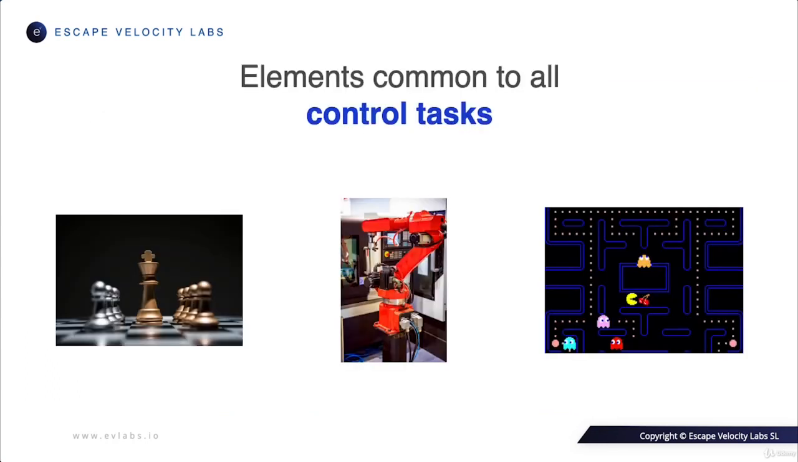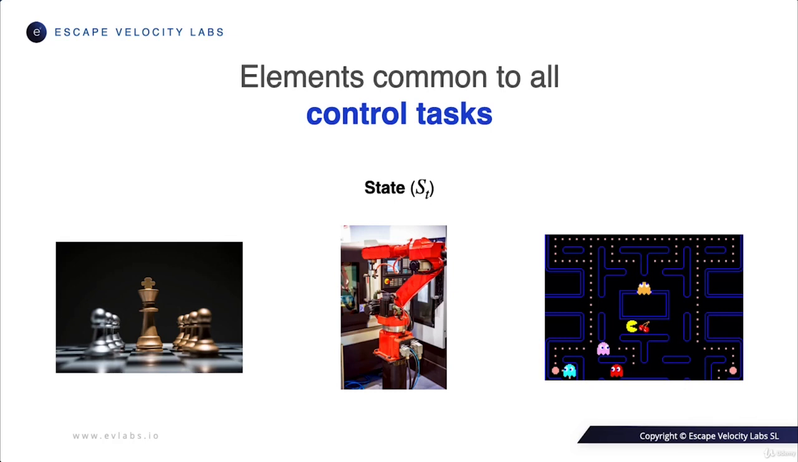And we're going to see them through the examples that we saw in the previous section: the game of chess, controlling a mechanical arm, and controlling a video game character. All 3 are examples of control tasks in which the appropriate actions must be taken at each moment in time to solve a certain task.